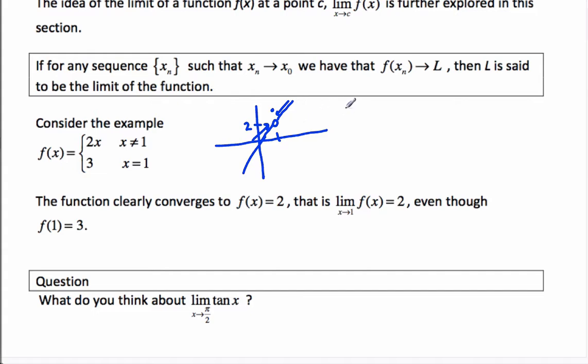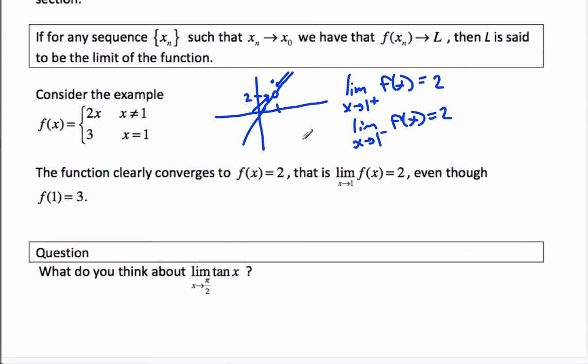Okay, so the way we show that is we have the limit as x tends to 1 from the right. We put a little plus sign up there like that, of f of x equals 2. And we have the limit as x tends to 1 from the left of f of x equals 2. Okay? So the limit from the right equals the limit from the left, and they both equal 2 in this case.